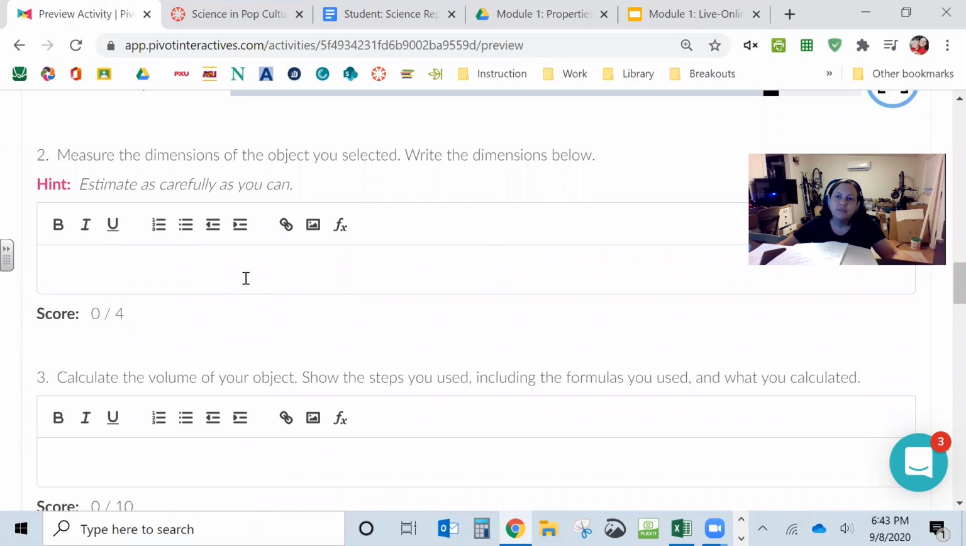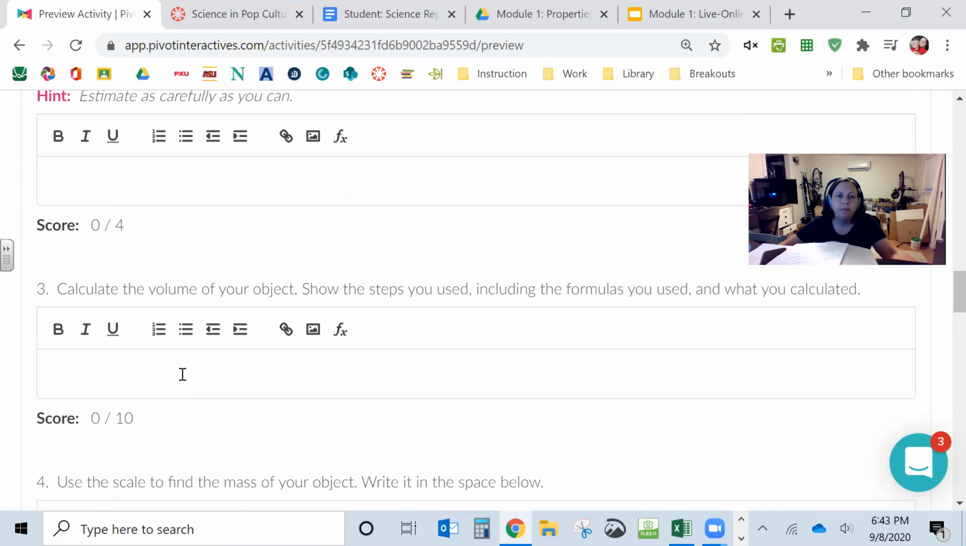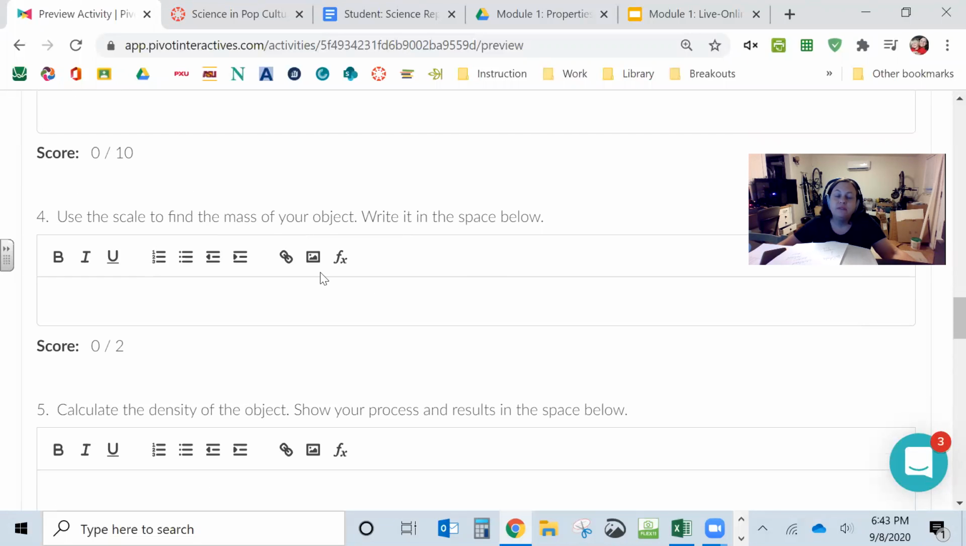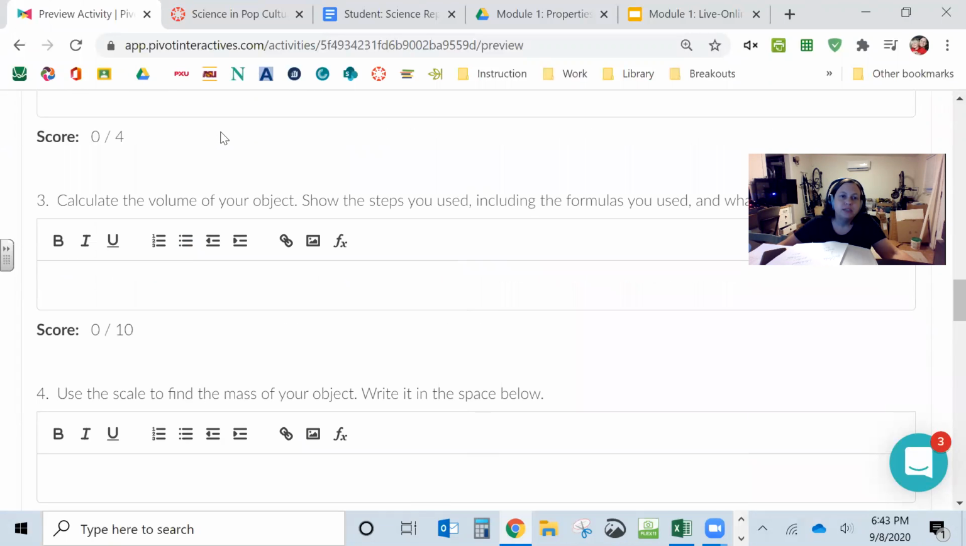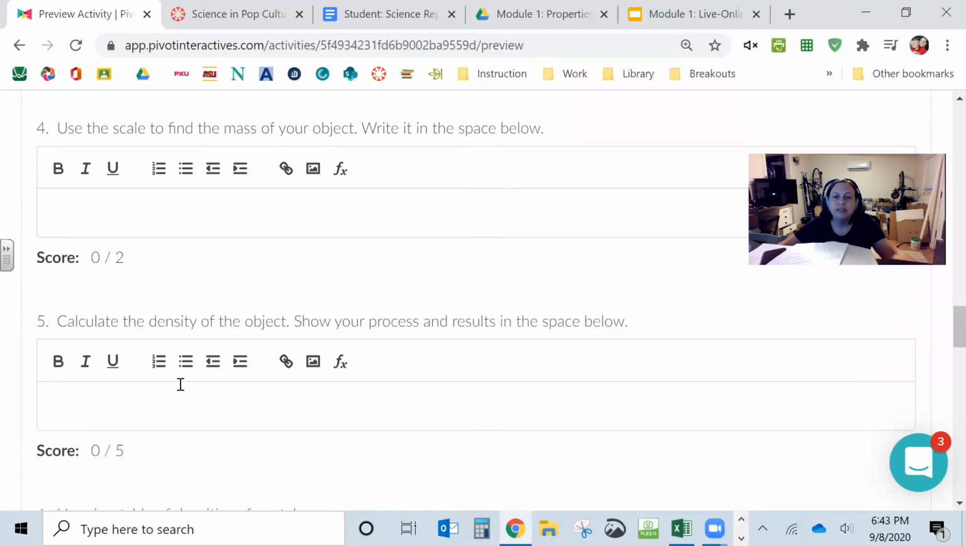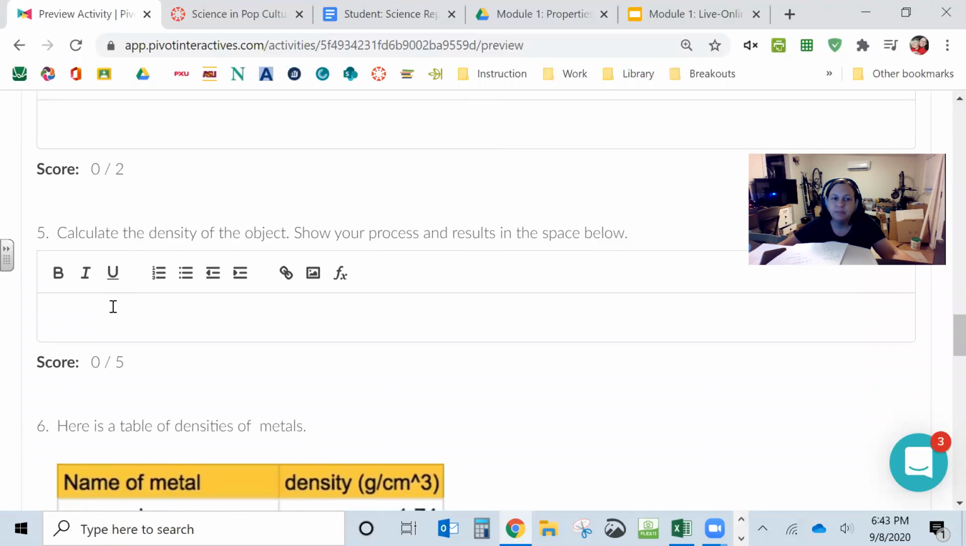After that, there's an area for you to put in your data. Sometimes you're going to have a data table to plug your data into. In this case, you're just going to type it in a box. I believe that you can include a photo. So if you are doing calculations, you may want to take a snapshot of the paper you're using to show me your process. Otherwise, just try to explain them the best you can. You're going to put in the dimensions, calculate the volume, write down the mass, and then from that, calculate the density.